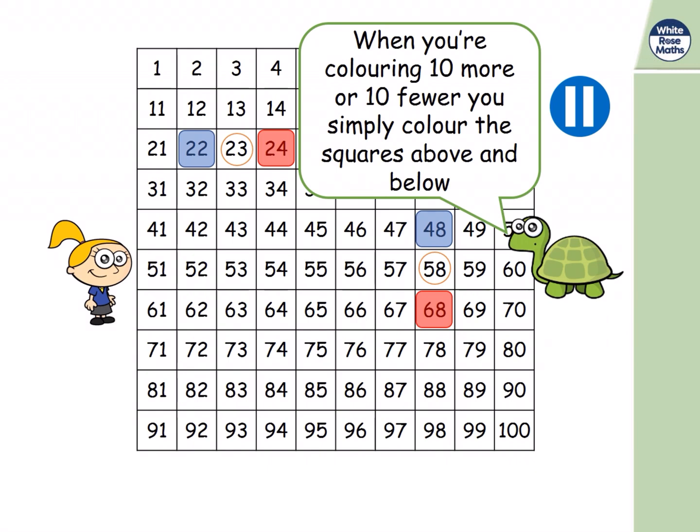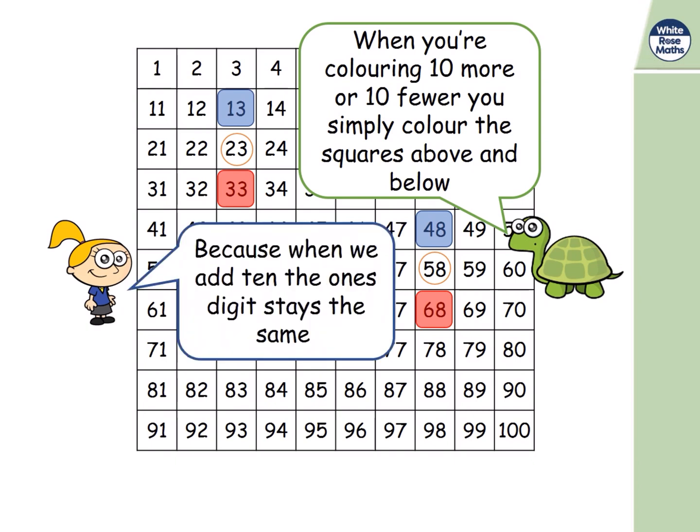You agree with Tiny? Eva, what do you think? She's coloured in the number above and below. Why have you done that, Eva? Because when we add 10, the ones digit stays the same. Yes, that's right, Eva. And when we subtract 10, the ones digit stays the same. So the numbers above and below the one you circled are the numbers we should be colouring. Tiny, you were correct. And Eva, that's a brilliant explanation of why.